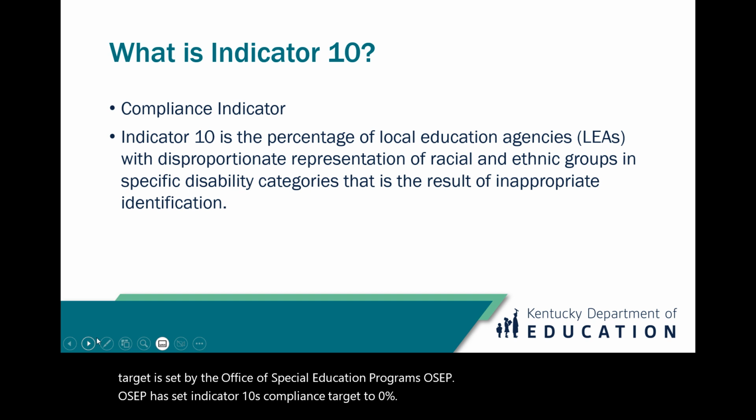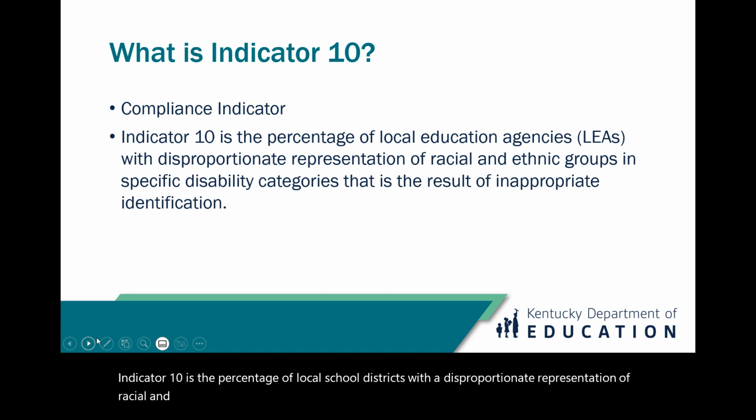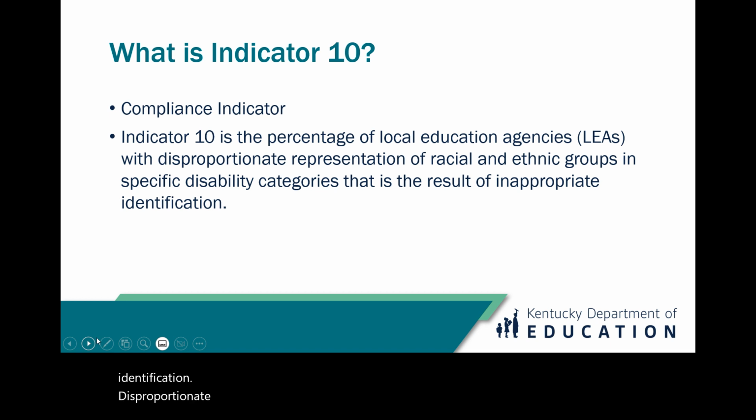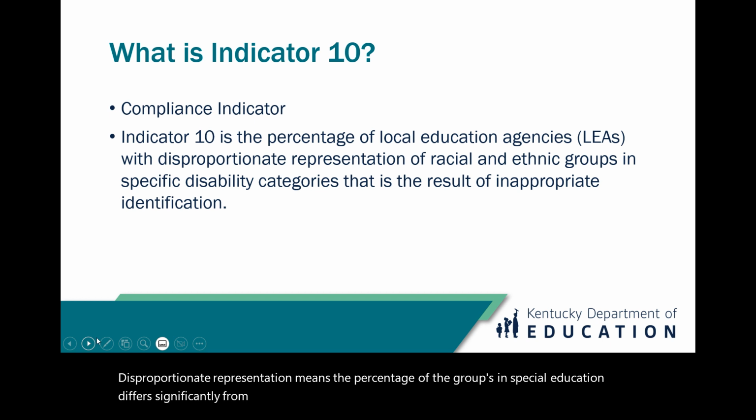Indicator 10 is the percentage of local school districts with a disproportionate representation of racial and ethnic groups in a specific disability category that is the result of an inappropriate identification. Disproportionate representation means the percentage of the groups in special education differs significantly from the percentage in the general school population.